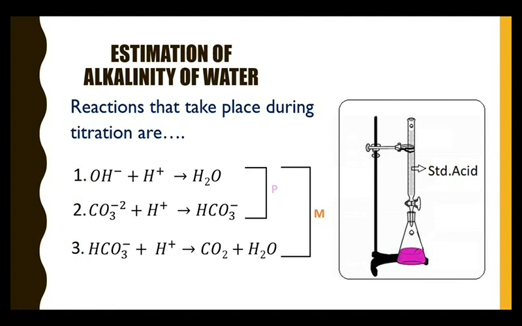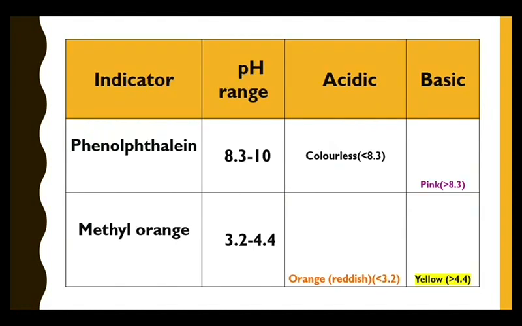To understand the principle involved in this, a little discussion is needed about indicators. In this table I have given the pH range of the two indicators and the color changes in acidic and basic medium respectively. The pH range of phenolphthalein indicator is 8.3 to 10, and it doesn't show any color in solution whose pH is less than 8.3, whereas it shows pink color in solution whose pH is greater than 8.3.